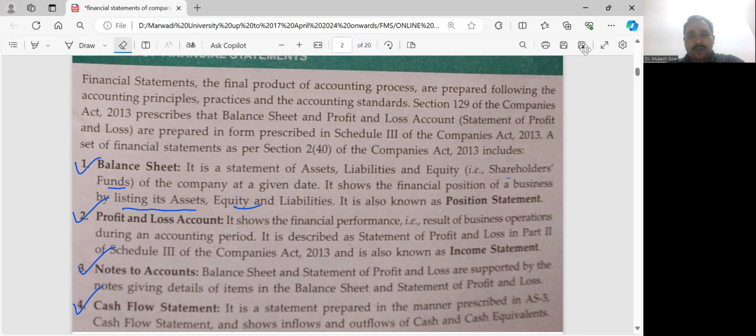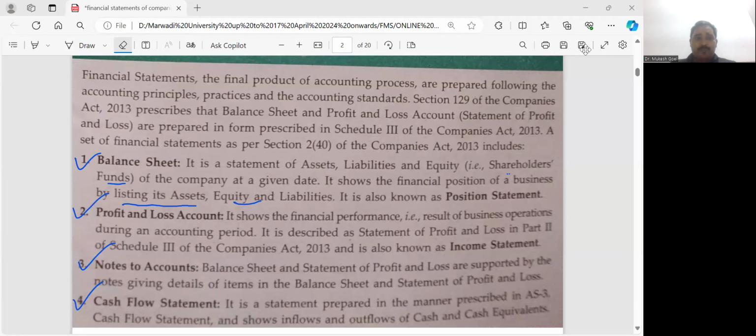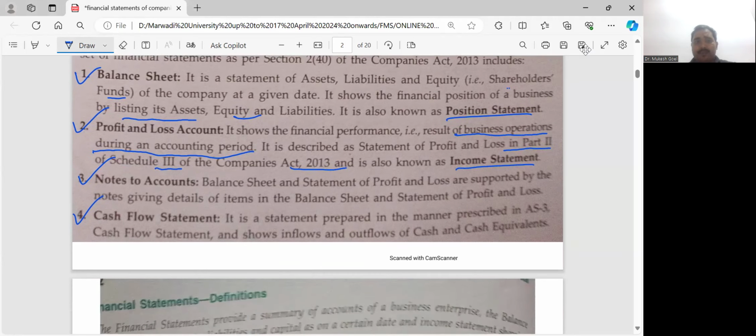Now, profit and loss account. So balance sheet is a position statement and profit and loss account is an income statement. Because profit and loss shows the financial performance, that is, the result of the business operation during the accounting period from 1st April to 31st March. It is described as statement of profit and loss in Part II of Schedule III of the Companies Act 2013 and is also known as income statement.